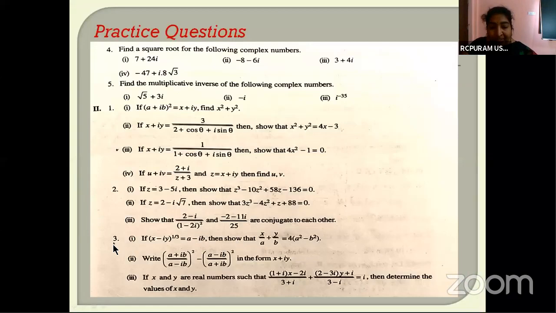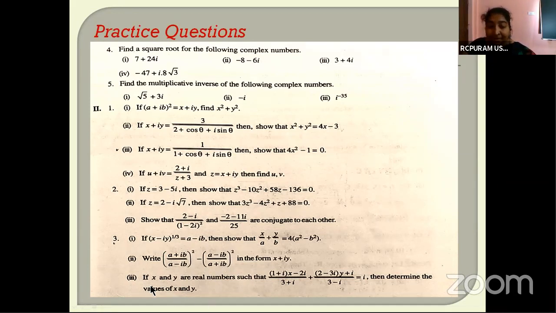And then look at this problem, children. Third problem, bit 1. Now this is similar to what we have solved just now. I have taken (x plus iy) whole power 1 by 3. Here the question is (x minus iy) whole power 1 by 3. You can always solve this. And then (a plus ib) by (a minus ib) whole square. Now this problem also has the same process. First you simplify the first term, then the second term, then subtract one from the other.